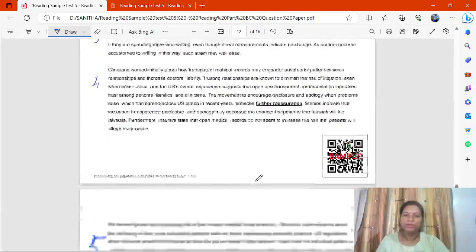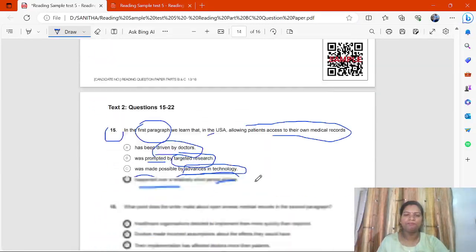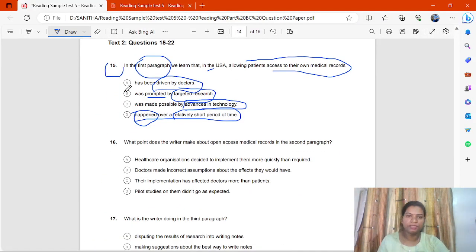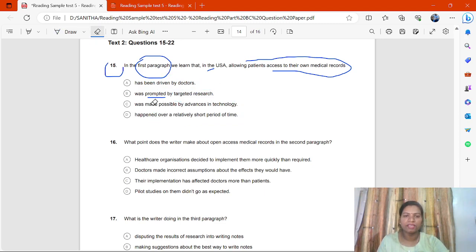Then what you have to do is come to the options. Because the first option says it has been driven by doctors. What is the question asking? Allowing patient access to their own medical records has been driven by doctors. Is it saying it has been driven by doctors?